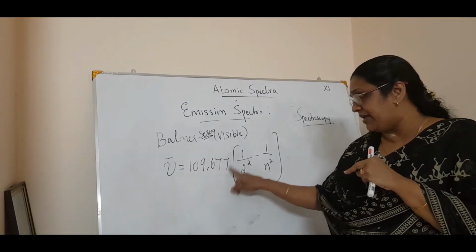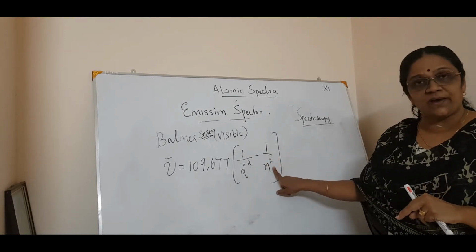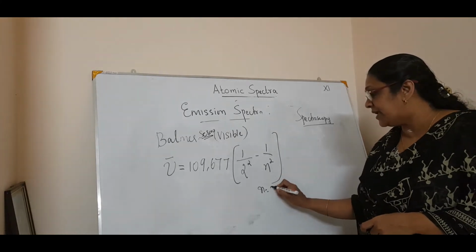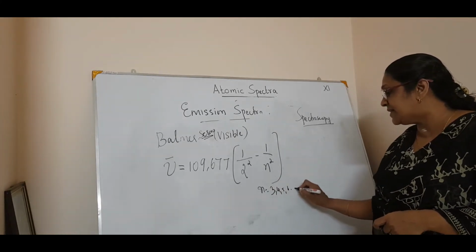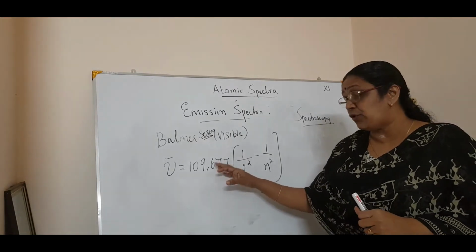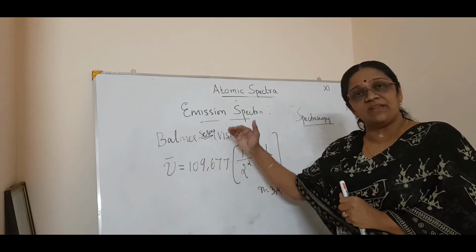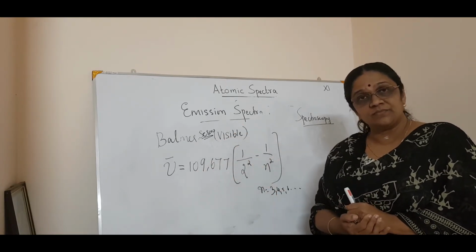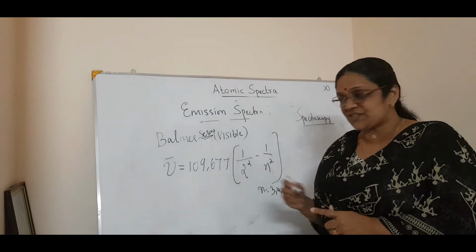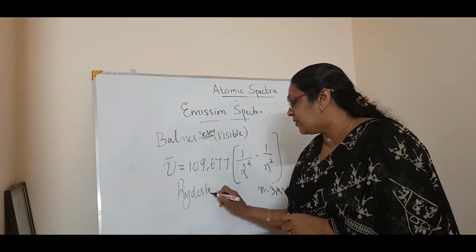It is 109,678 or 677 into 1 by 2 square minus 1 by n square, where n is an integer starting from 3, 4, 5, 6, etc. And he found that this is in full agreement with these lines. The wave number was in full agreement with the lines observed. This is called the Rydberg constant.